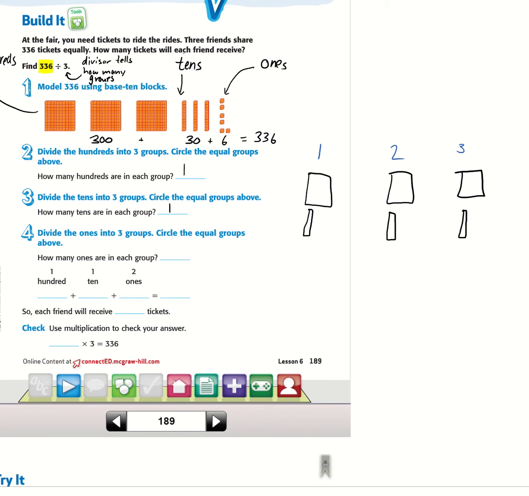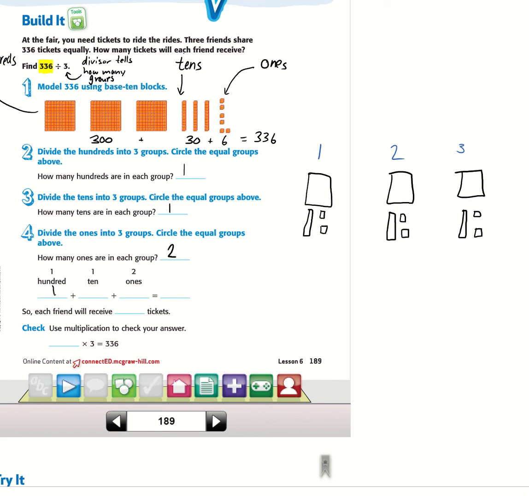Divide the ones into 3 groups. Circle the equal groups above. So now I have 6 ones. So I'm going to split up my 6 ones equally. So I have 1, 2, 3, 4, 5, and 6. How many ones are in each group? I have 2 ones in each group.